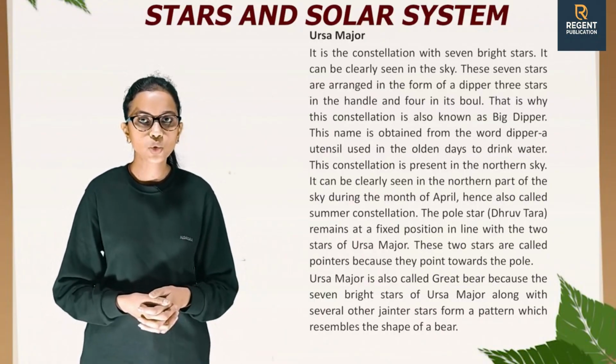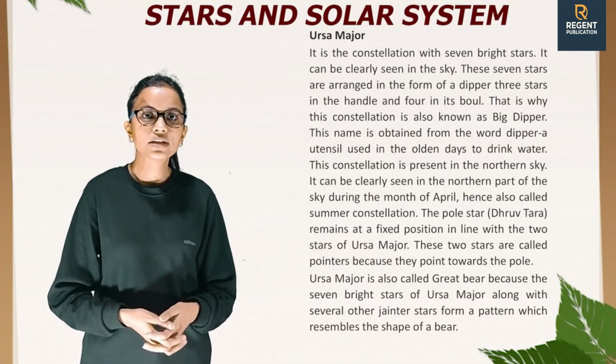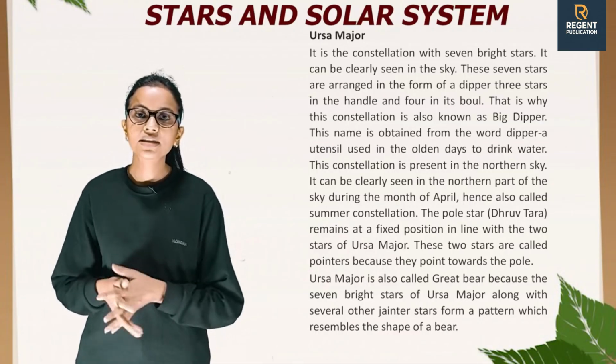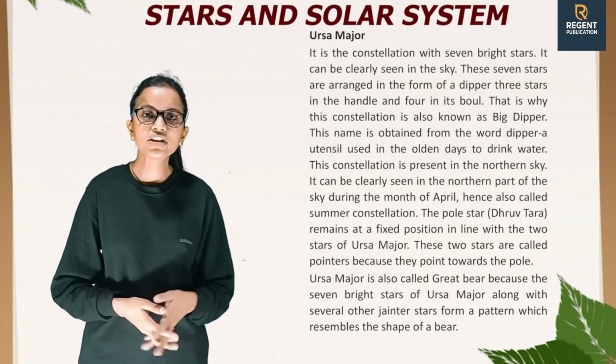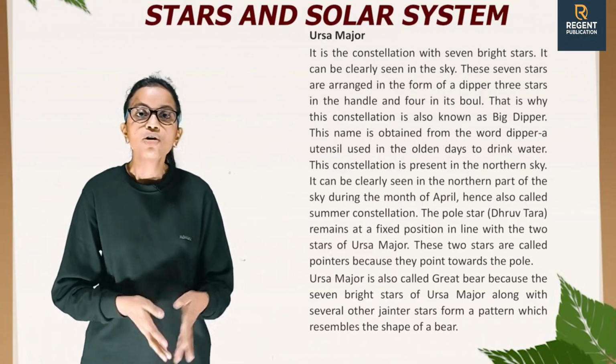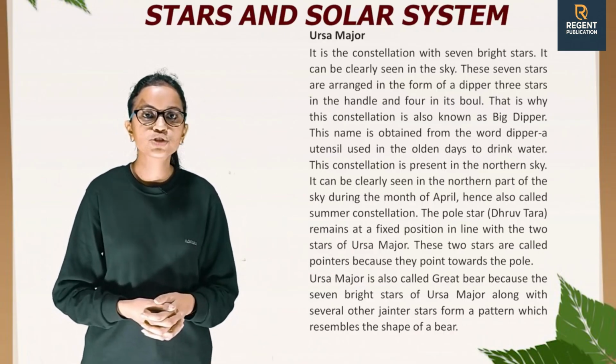Ursa Major is also called Great Bear because the 7 bright stars of Ursa Major along with several other fainter stars form a pattern which resembles the shape of a bear.